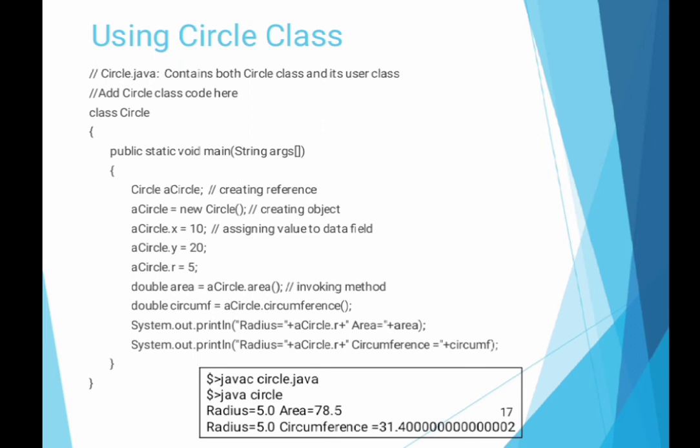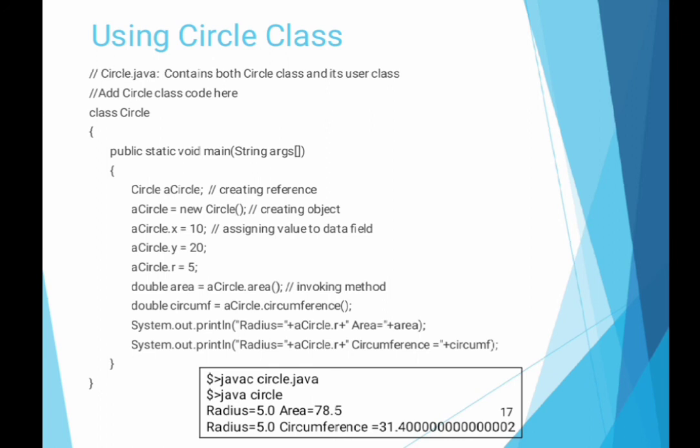Then we have to calculate the area of the circle. Double area is equal to A circle dot area, which we have already declared and defined in an earlier section. Then circumference is equal to A circle dot circumference. That circumference also we have declared and defined earlier. Then we only have to print the radius. System dot out dot println radius is equal to plus A circle dot r. Dot r is the radius, and area is in the area object. In the same way the circumference also. This is a small example of circle.